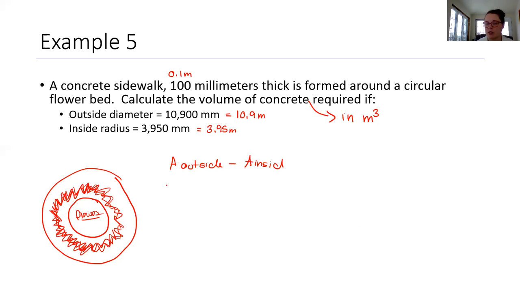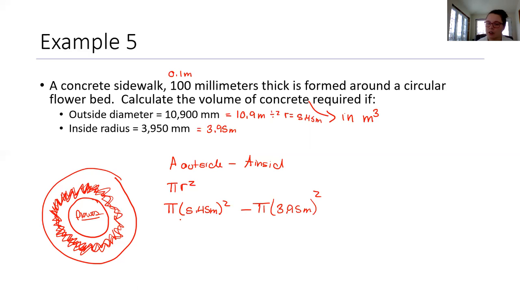So how do I figure out the area of the outside? Well, it's going to be pi r squared. What is the radius of the outside? Well, we have to divide this by 2. And the radius is going to be equal to 5.45 meters. Minus, we have to subtract the area of the inside. So again, it's pi r squared. This time we know the radius. It was given: 3.95 meters, squared.